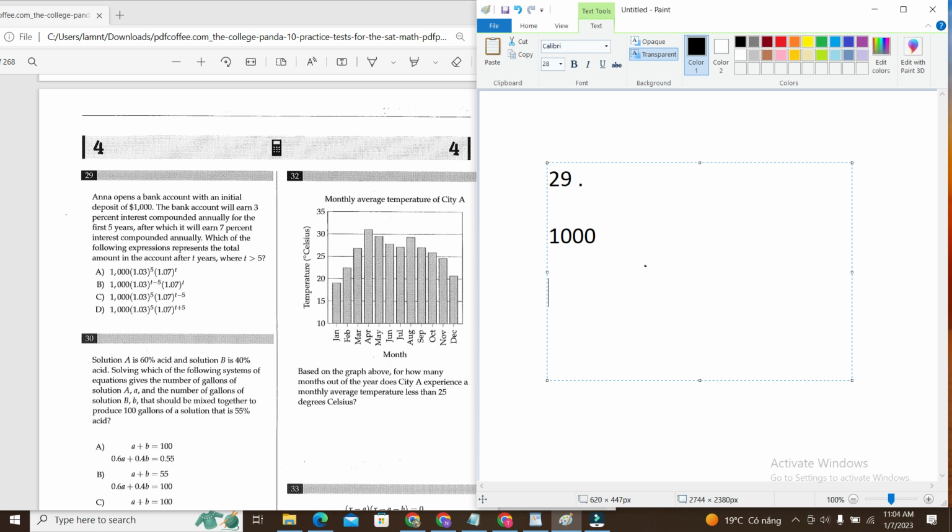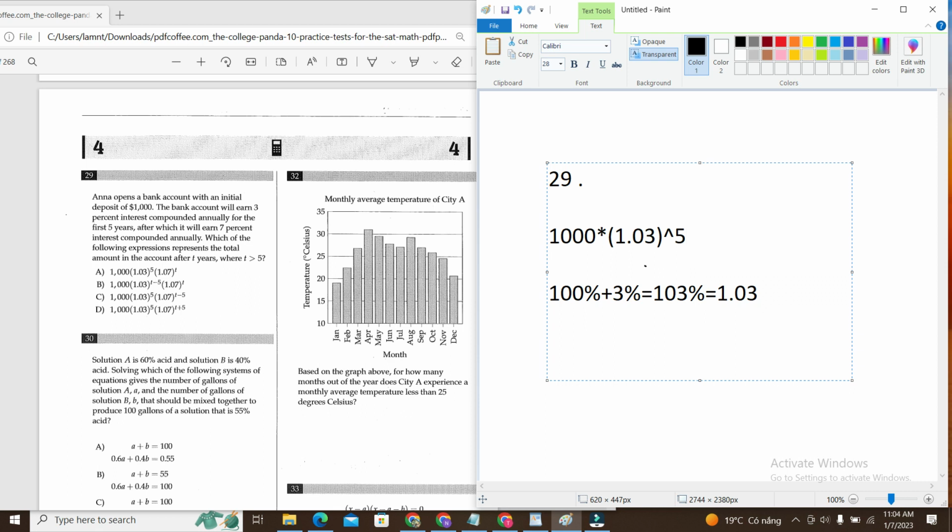3%, so it's just 100% plus 3%, which is 103%. So that's just 1.03, right? That's for the first 5 years. So the growth factor is 1.03 for the first 5 years, so it's going to be 1.03 to the power of 5.